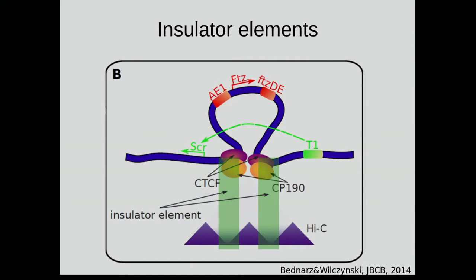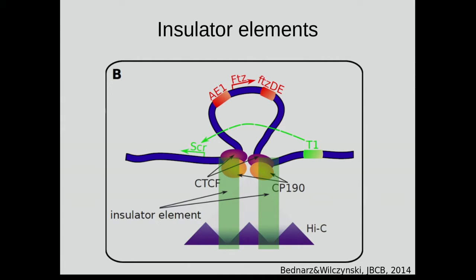not only separate things from one another, but they also mediate contacts. So this is one example from Drosophila, where it is well known, I think from the 90s, that this Sex combs reduced gene is regulated by elements that are beyond the loop that loops out with its regulatory elements. So these boundary elements mediate contacts as well as separate regulatory environments.